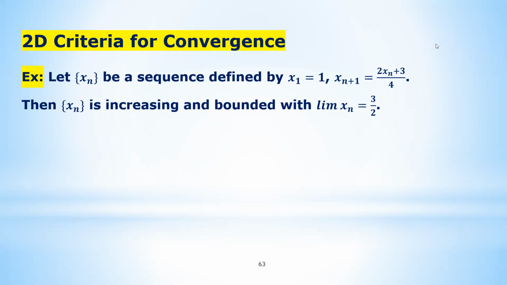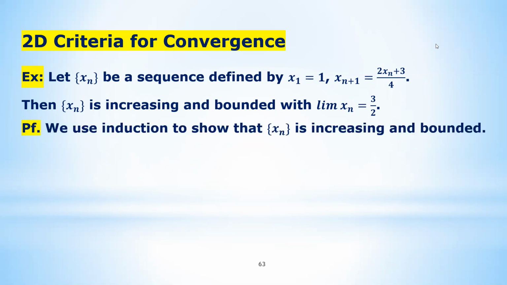And we learned the method of induction from the 415. Okay, so we use induction to prove that xn is increasing and bounded. Okay, so how can we do that? So let's use induction. Let's check the first step first.